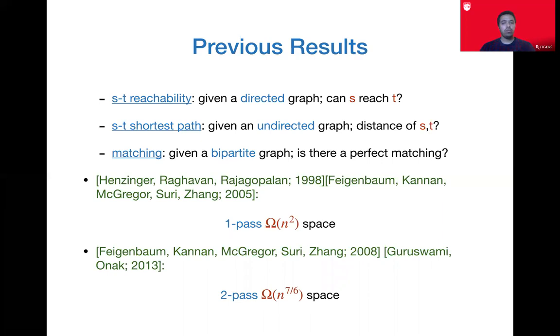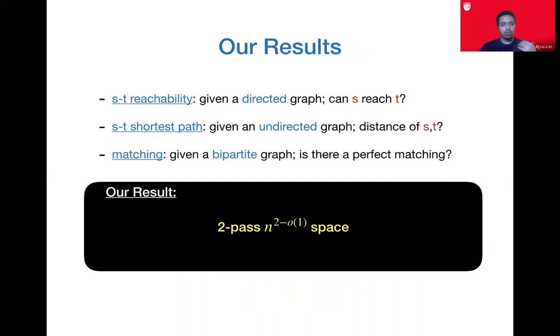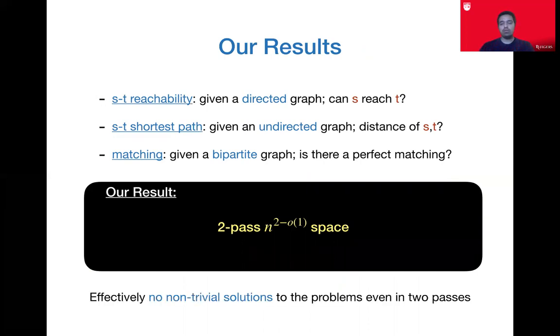Now, what do we prove in this paper, on the other hand? We show that for all these problems that I mentioned, even in two passes, we need almost a quadratic space. So there is no algorithm that uses n to the 2 minus o(1) space and solves the problem in two passes. What this means is that effectively there is no non-trivial solution to these problems, because we can just store the graph in n squared space in one pass and solve the problem. So it shows that these problems are really hard, even in two passes.